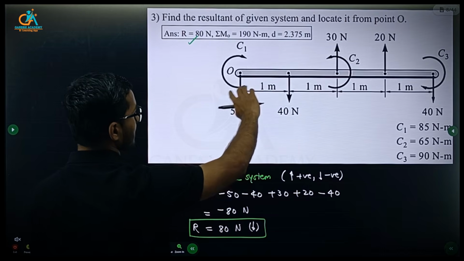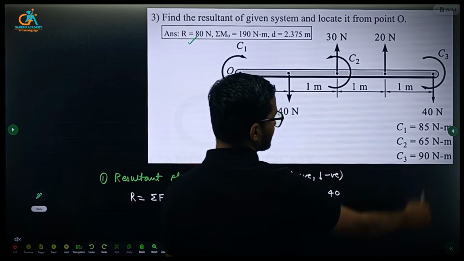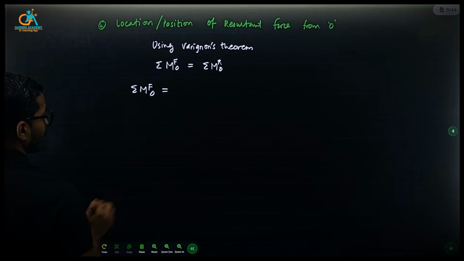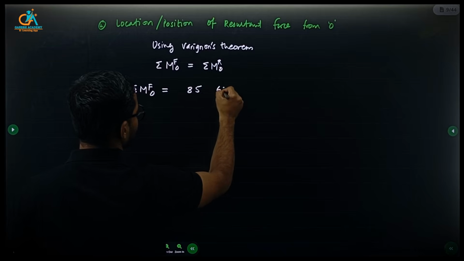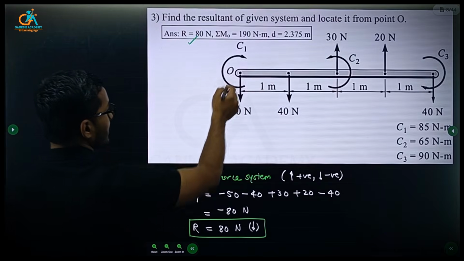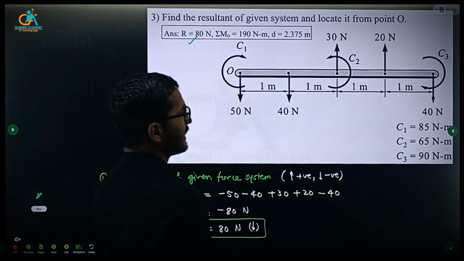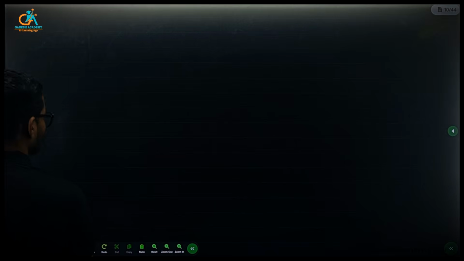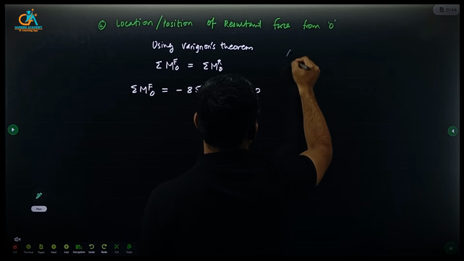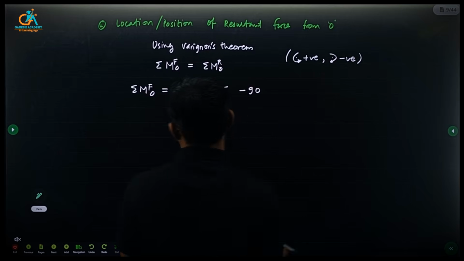So first the couples. This is clockwise, so negative. This is anti-clockwise, so positive, and clockwise negative. 85, 65 and 90 respectively. 85 is clockwise, so negative. Anti-clockwise 65 positive and clockwise 90 negative, on the basis of our assumption. So minus plus minus, as we are assuming anti-clockwise moments are positive and clockwise negative.